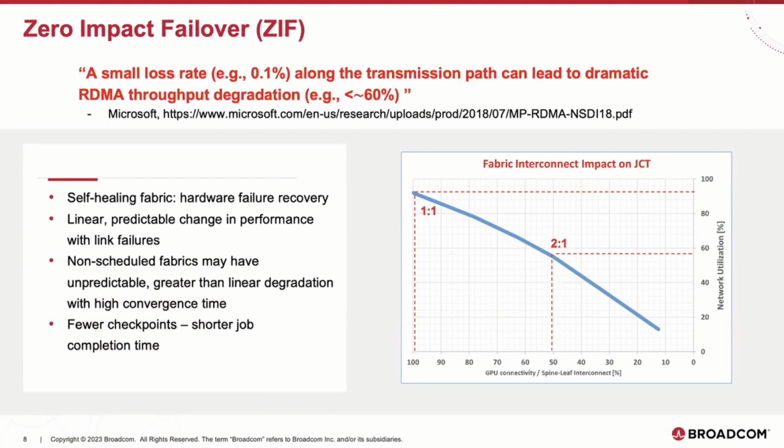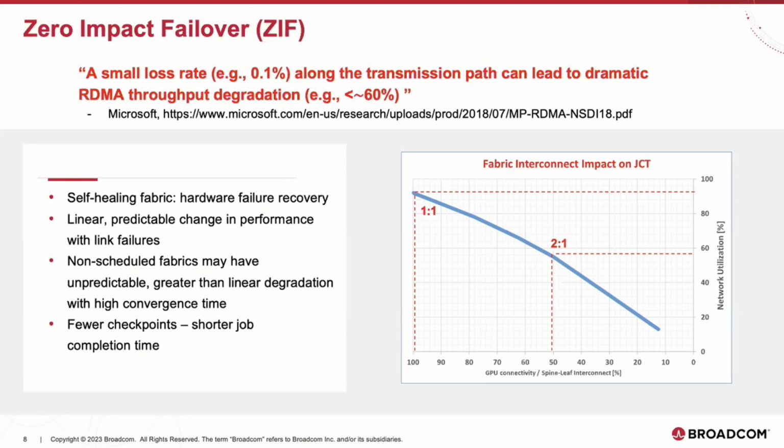The penalty from network failure will be very significant during AI training. As an example, in one Microsoft paper, they mentioned that 0.1% packet drop may compromise 60% of throughput in RDMA traffic. So this is very significant. So what is the behavior for this architecture? Let's take a look.